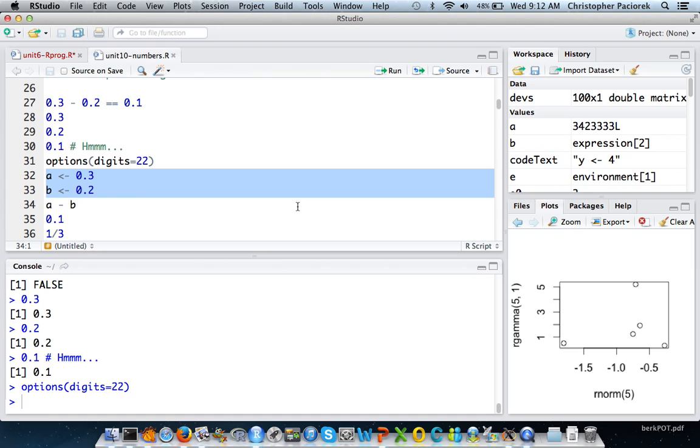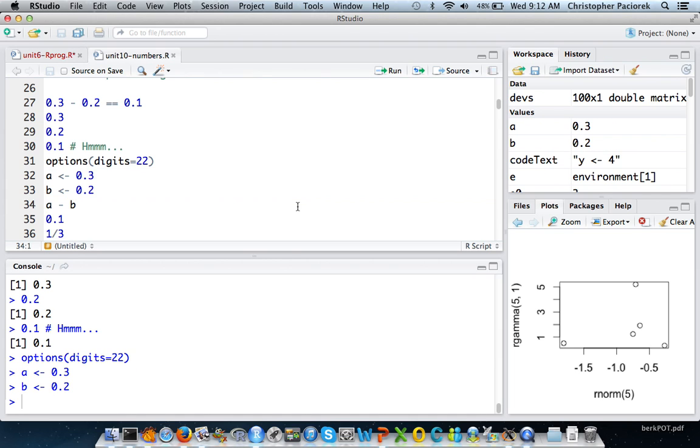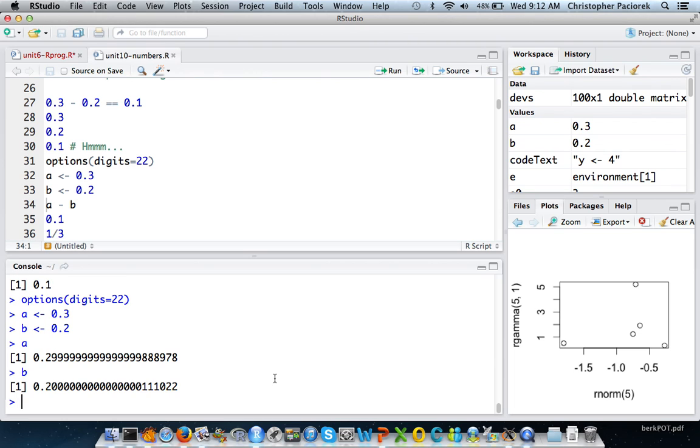Okay, so now if I enter A and B, and if I write out A and I write out B to the screen, you can see that these are not being represented precisely as 0.3 or as 0.2. They're being represented as numbers that look very, very close to those numbers, but are not quite exactly equal to them somehow, someplace way out here in the number of decimal places.